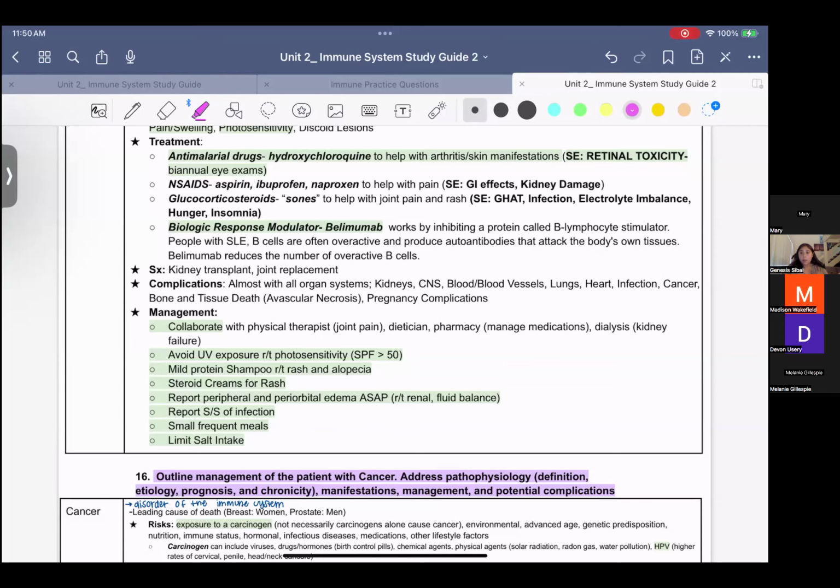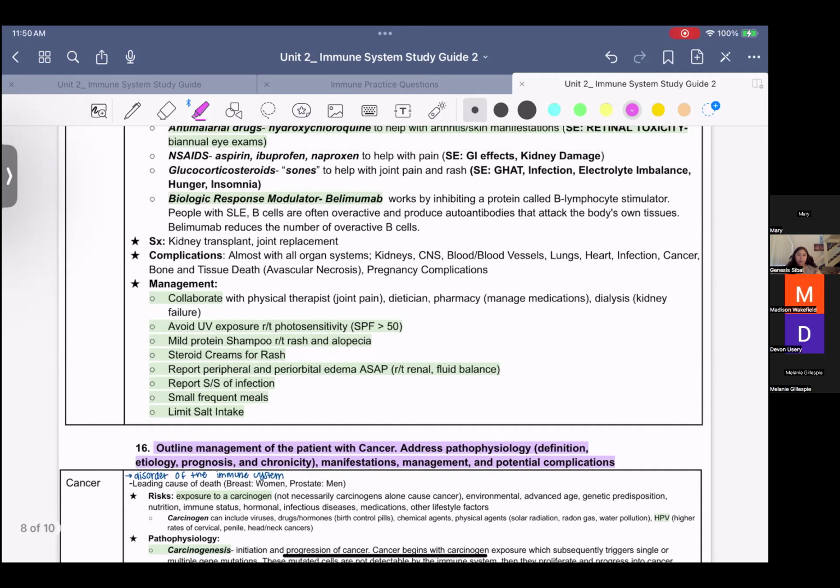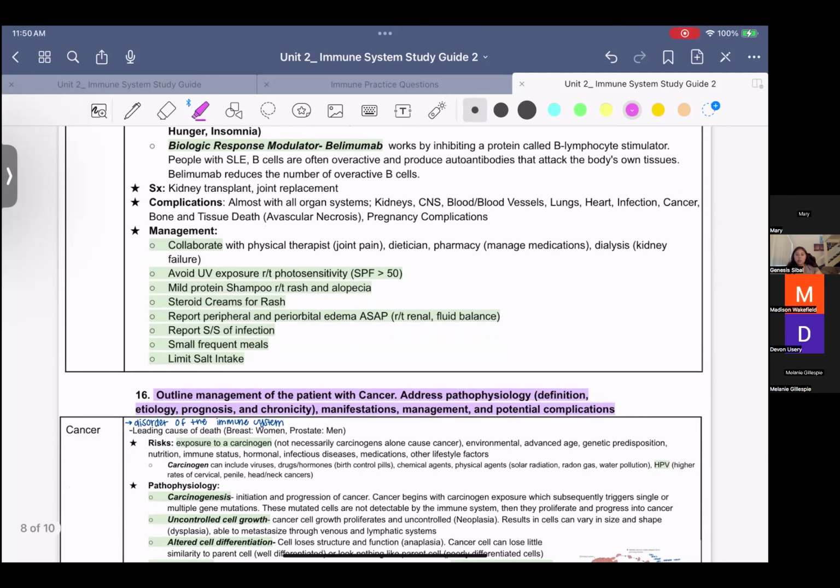So we know that autoantibodies are bad, right? So autoantibodies, they attack the own body's tissues. So basically this medication just helps to stop those overactive B cells as a whole. So surgery, you can get kidneys because again, your kidneys are most impacted. You're going to have joint pain and everything, so you can get joint replacements. Complications: kidneys, CNS, lungs, heart, infection, cancer, vascular necrosis, pregnancy complications. So obviously all kind of just everything is what I would say for that.